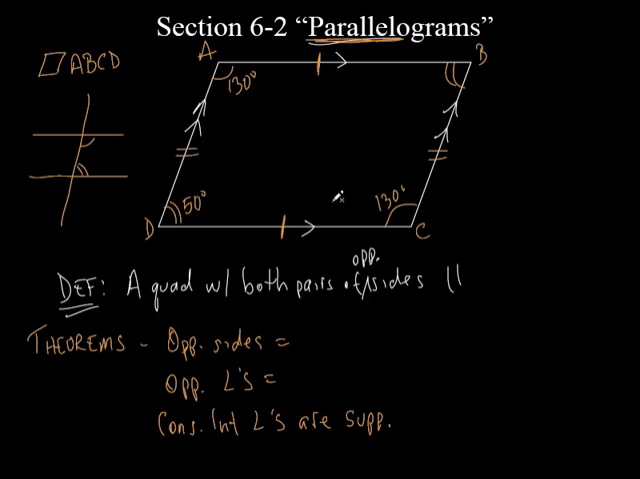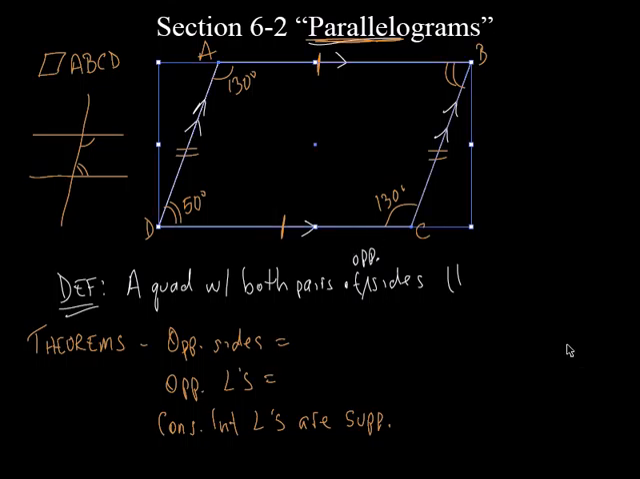Now we start getting into some theorems. What does the first theorem say? The opposite sides are equal to each other. Then it says the opposite angles are equal. Then it says the consecutive interior angles are supplementary. Make sense? All right? That's not that much to remember, is it? Okay, pretty self-explanatory, I think. I mean, they kind of look like they're equal, don't they? And they are. These kind of look like they're equal to each other, and they are. Same thing with the angles. Got it?